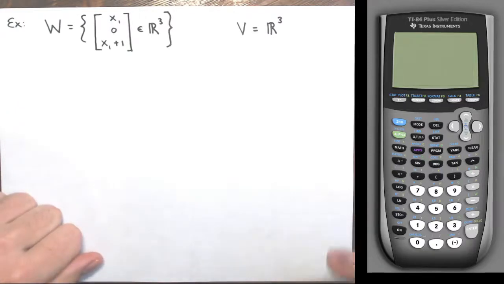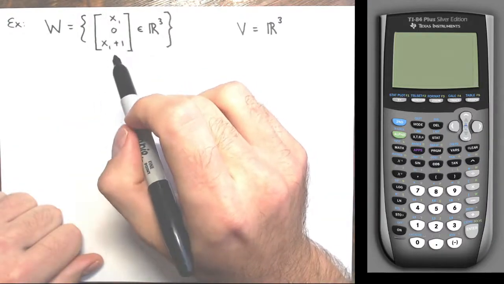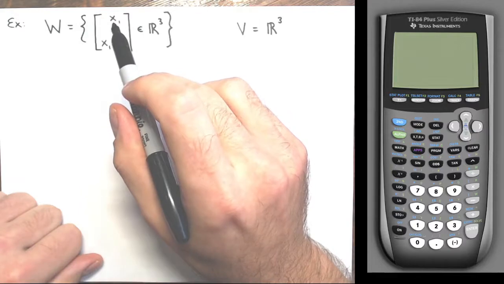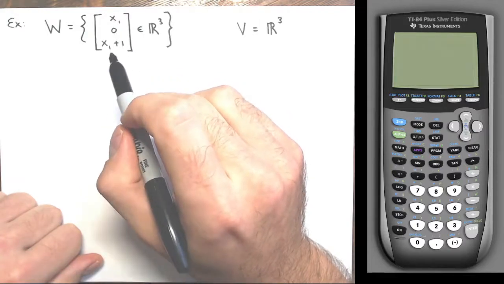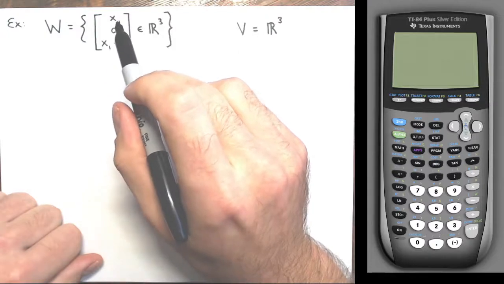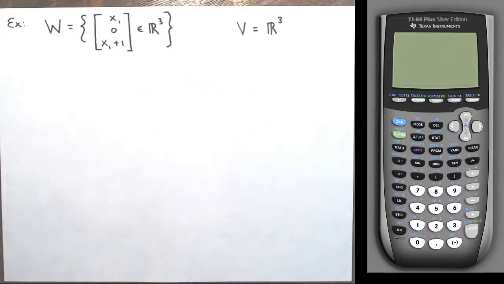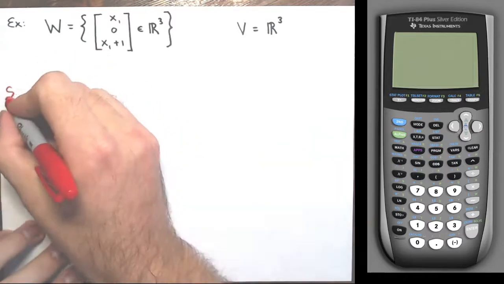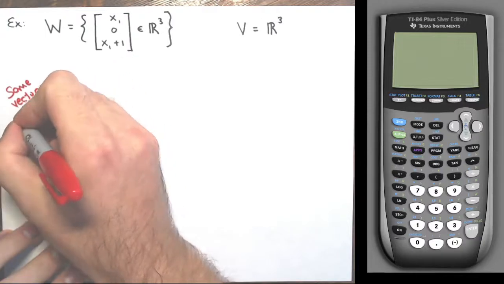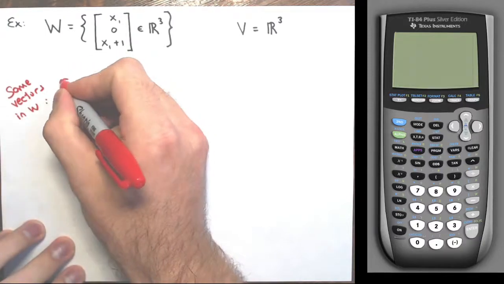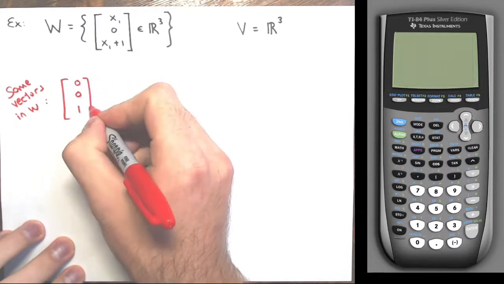All right. So here again, I've got all these vectors with three components, where the first component is some number, x1. The second component is always 0. The third component is just the first component plus 1. All right, so as I said, before I even prove anything, I like to think of what are some vectors that would be in W. Well, 0, 0, 1 would be.